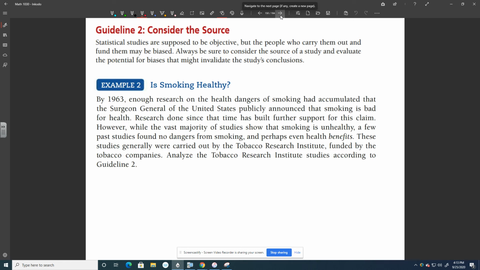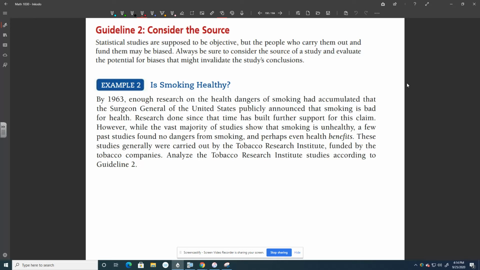The guideline number 2 is to consider the source. In general, statistics are supposed to be objective, meaning that the people that are asking the question are not trying to get one answer or the other. They are just trying to get an answer. But in the real world, the people who carry these out are usually wanting one result or the other. That's why they're doing the study, trying to figure out, am I getting A or B? And they usually want one over the other. So you have to be really careful when you look at who is behind the study that's being done.